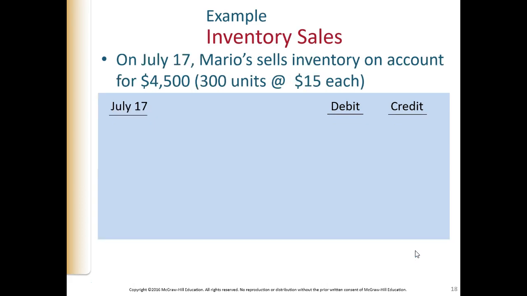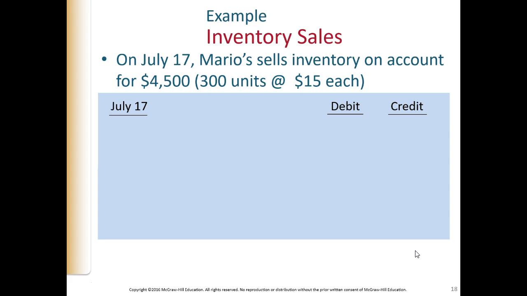On July 17th, let's sell some inventory on account. We're selling it for $4,500. And so we're selling 300 units, and we're selling these at $15 each. Now we know they cost us less than this. We're going to sell them for more than this to make a profit because you have expenses to pay for, and we'd like to have a net income instead of a net loss in the income statement.